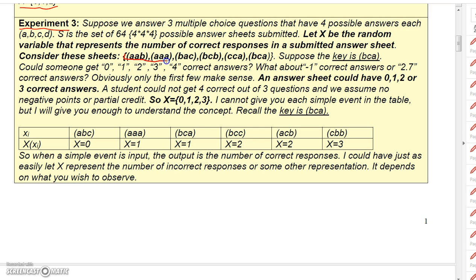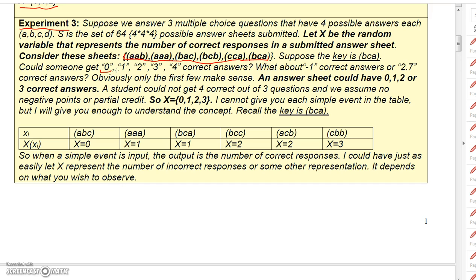One person turns in AAB, the other one turns in AAA, and then one turns in BAC, one turns in BCB, one turns in CCA, the other one turns in BCA. Now suppose the key is BCA. Okay, so let's ask ourselves, since X is going to represent the number of correct responses, could a person get 0 correct responses? Well, of course they could.